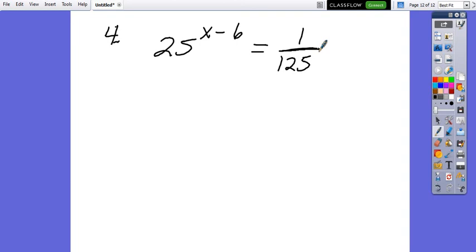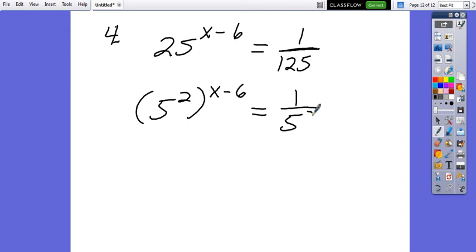What do you think that common base would be? And I gave you that little table of powers. The common base would be the lowest prime number that's going to divide into 25 and 125. What is that? 5. So we're going to convert the 25 to 5 squared. Bring down the x minus 6 as the exponent. That equals 1 over 5 cubed.